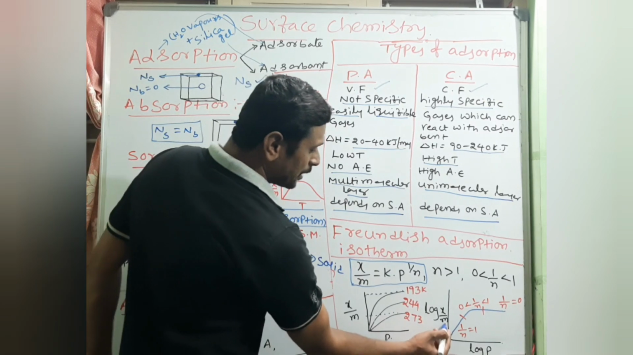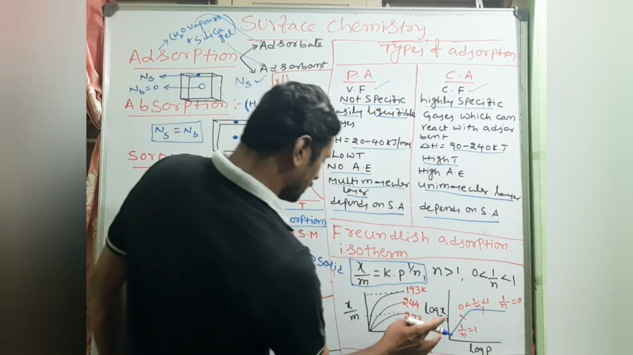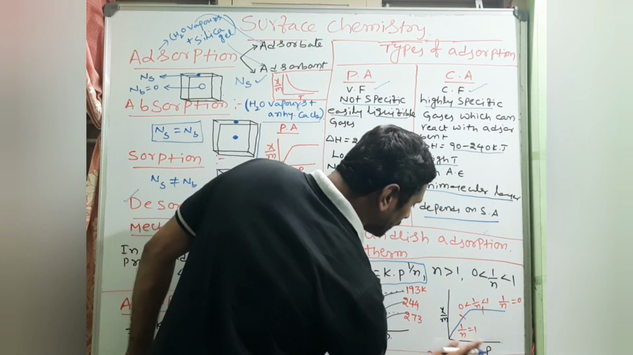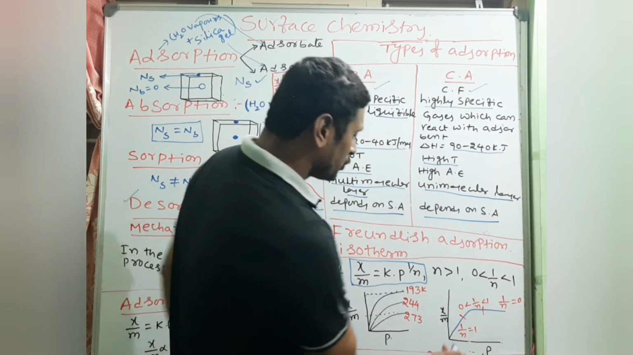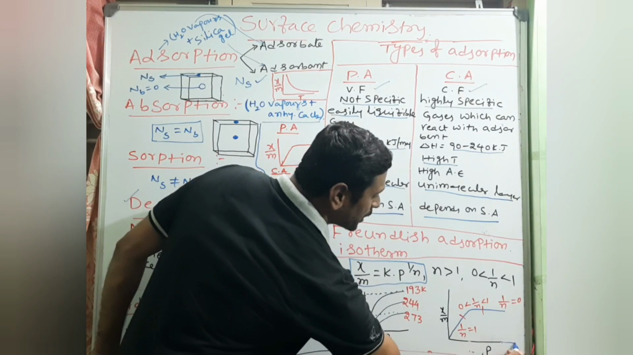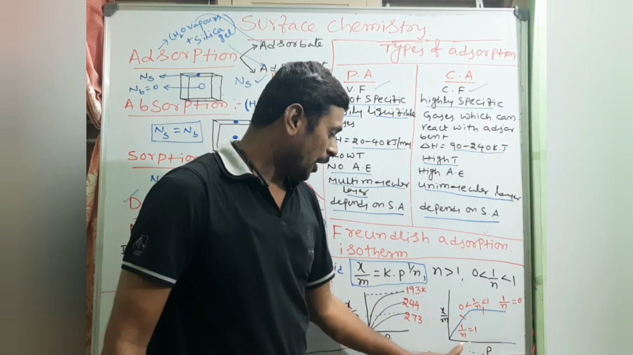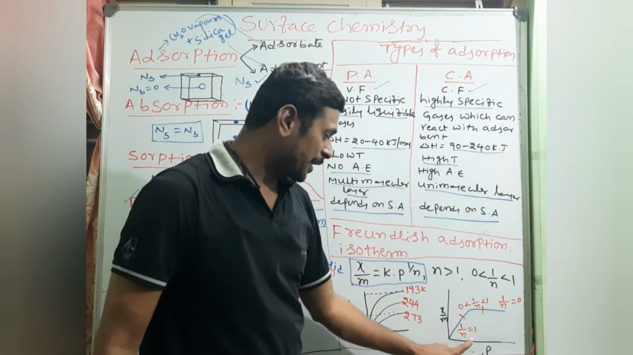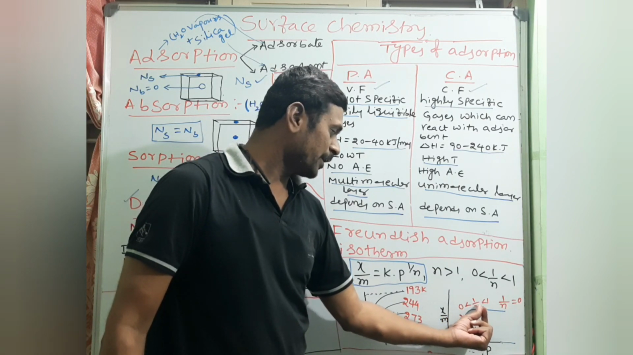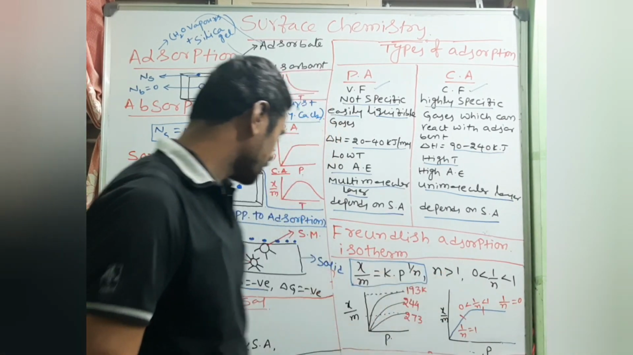Now in this case, x by m versus p, in case we take here, 1 by n is equal to 1, and at high pressure conditions adsorption is constant. At low pressure, x by m is directly proportional to pressure. At intermediate pressure, 0 less than 1 by n less than 1, means this 1 by n value is present in the fractional value.